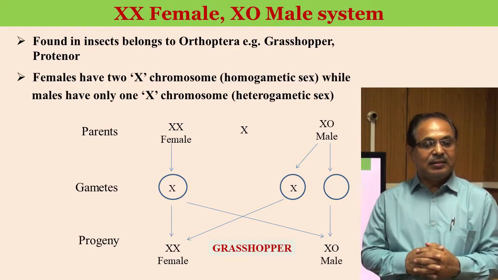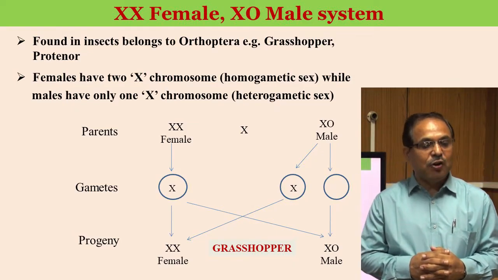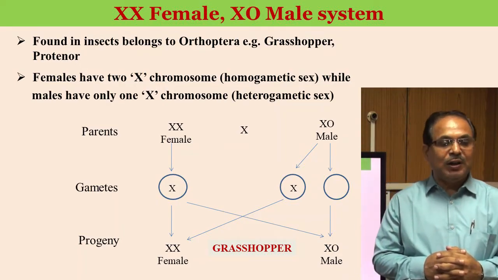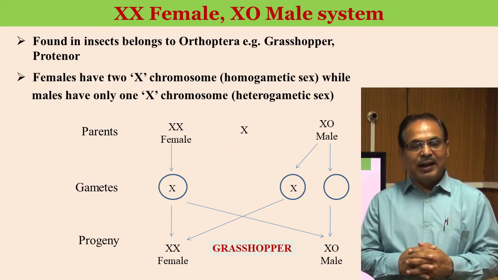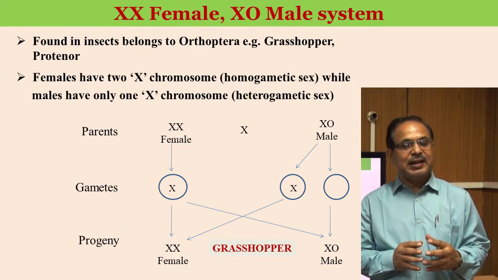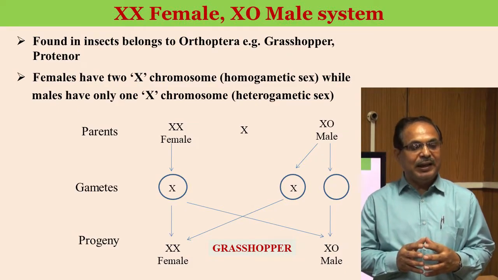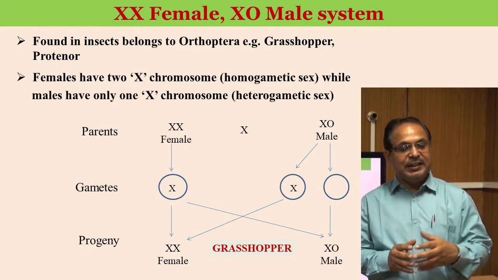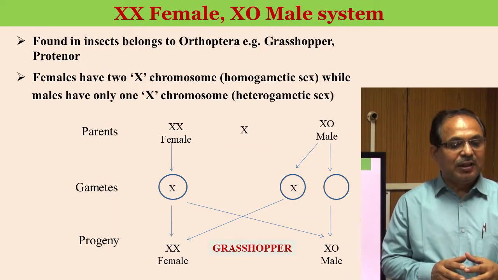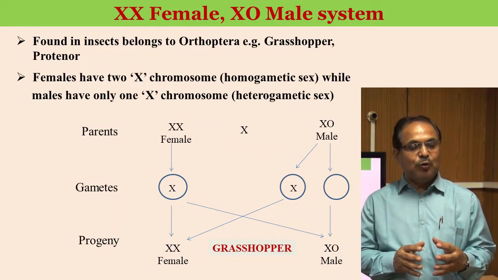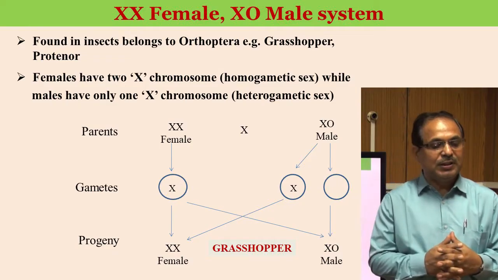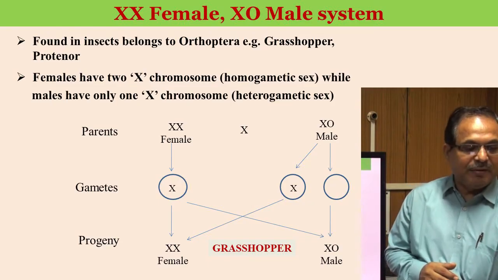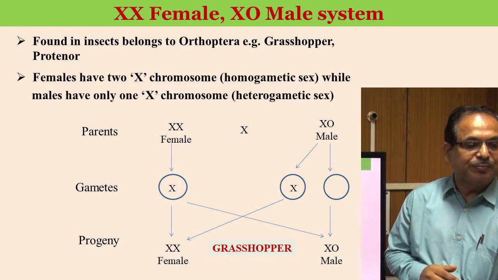This type of sex determination is observed in the insect Phumia, where females have only one X chromosome. That's why it is considered the heterogametic sex, while the male has two X chromosomes and is referred to as the homogametic sex. We can see here the parents, XO female and male, when combined together, form the gametes, and the progeny develop in a 1:1 ratio.